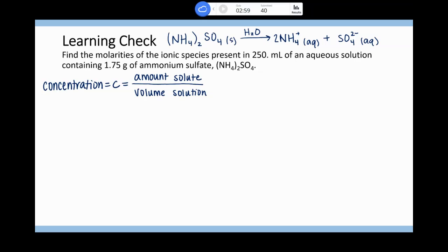And then you can use the balanced chemical equation to say if our original molarity is 1 molar, then the molarity of NH4 plus is 2 times that, so that would be 2 molar. Molarity of sulfate is 1 times that, so 1 molar as well. So that would be finding molarity of the full compound first and then converting to molarities of ions.